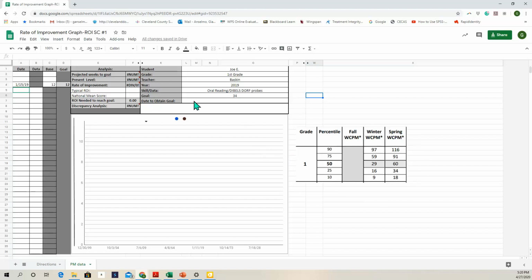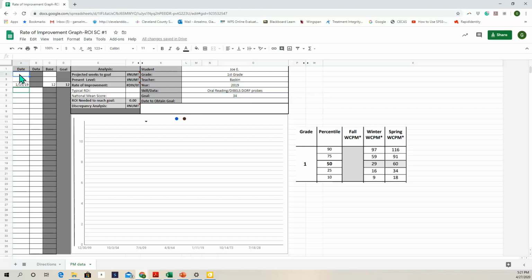So first off, you can fill in your demographic data. So you have your student name. We have Joe here. He's in the first grade. His teacher is Miss Baskin. The year, and then what skill, and then the data you're using to measure that skill. And then also, jumping the gun a little bit, the goal. But we'll talk about that in a second.